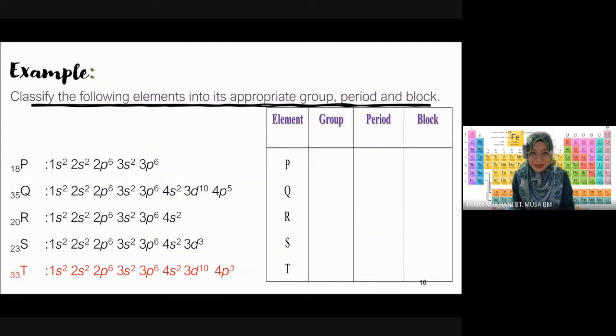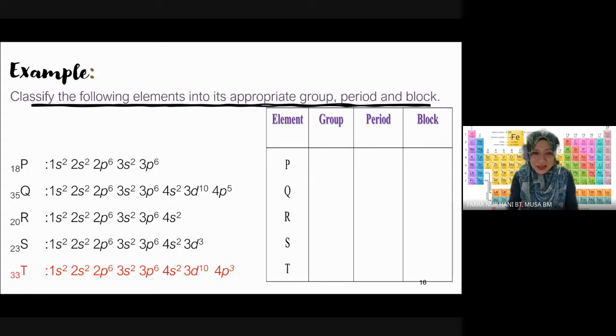Let's look at an example. Alright, let's look at the example here. Okay, alright, classify the following elements into its appropriate group, period and block. Okay, so I give you P. P actually has 18 electrons. Okay, so the configuration given here is 1s2, 2s2, 2p6, 3s2, 3p6. Okay, so identify the valence electron. Which is its valence electron?